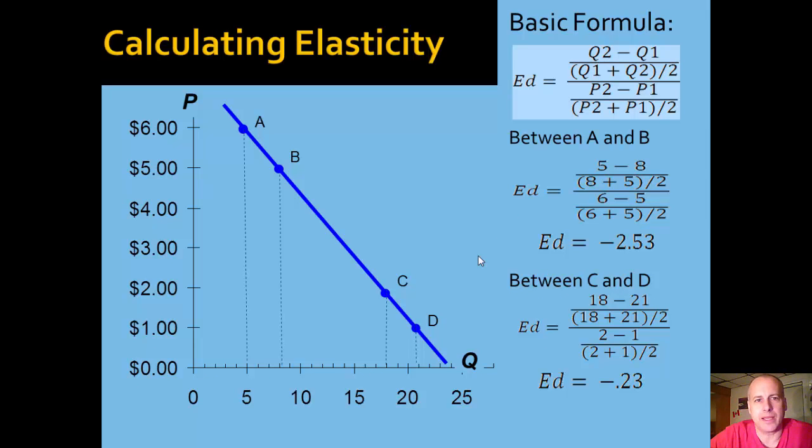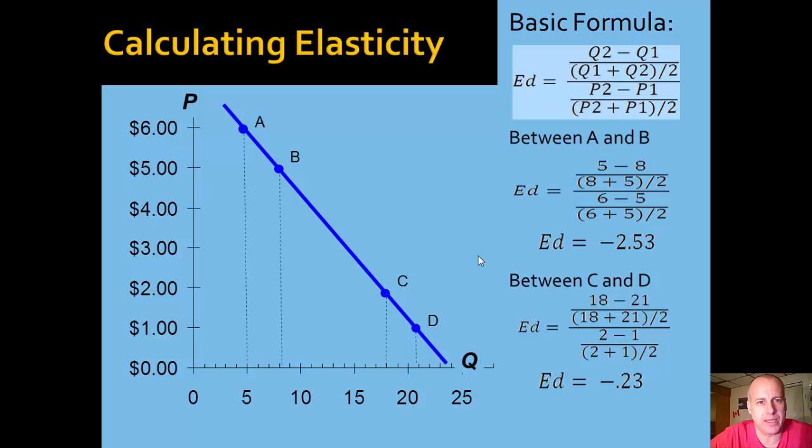When we want to calculate the elasticity, remember the basic formula is essentially the same. We look at the change in quantity from one point to another divided by the average of those two quantities in our midpoint formula to come up with the percentage change in quantity. And then we look at the change in price divided by the average price to come up with the percentage change in price when we apply our midpoint formula.